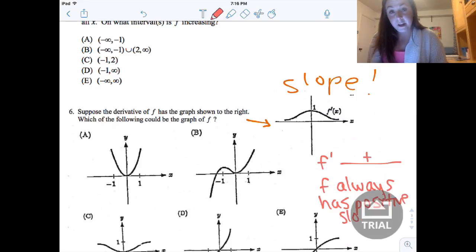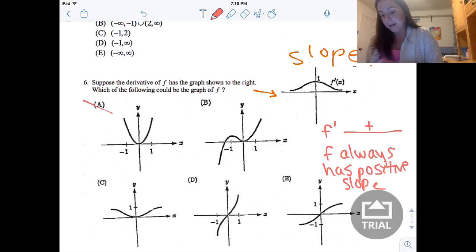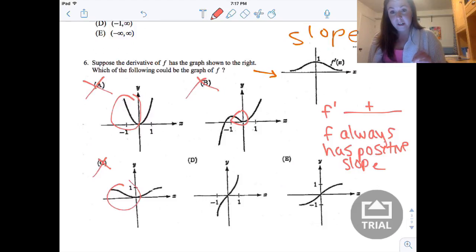That helps me narrow some things down, right? So now if I look at these, okay, it can't be A because this whole region has a negative slope. It can't be B because this whole region has a negative slope. Or, sorry, that's positive. This region right here has a negative slope. It can't be C because this region has a negative slope. It could be D, that's always positive. And it could be E, that's always positive. So both of those are options for me right now, right? Both of those could possibly work.